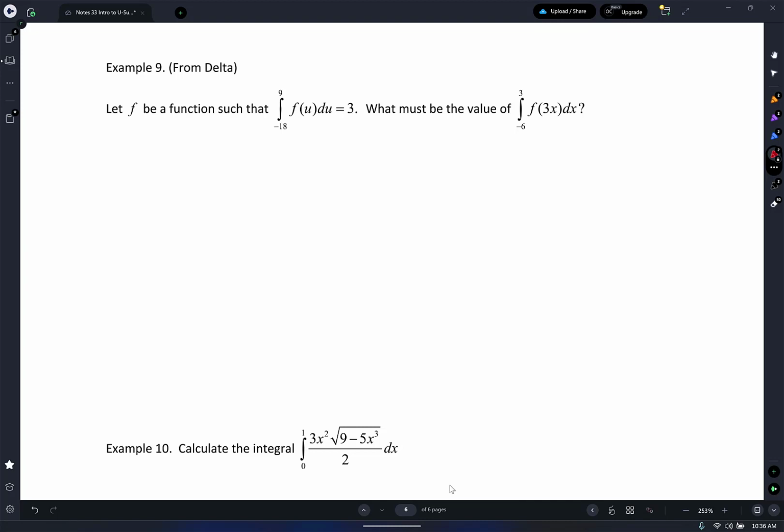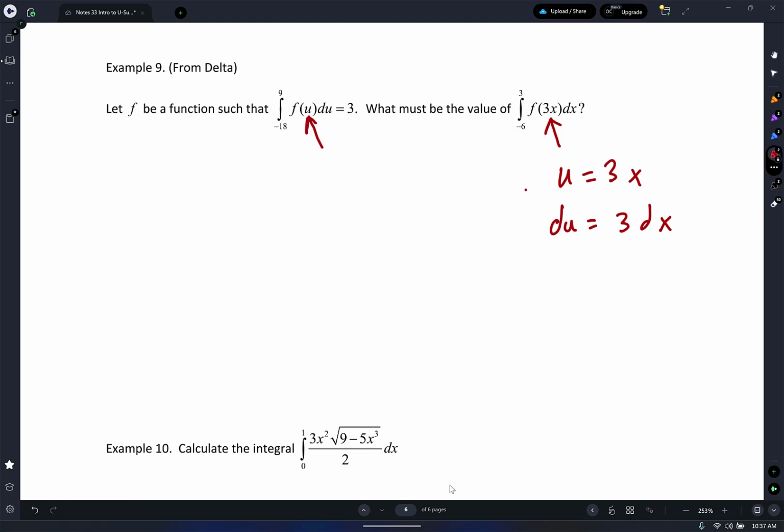Here's how we're going to do it. I notice that there's a u right there, and I notice that there's a 3x right there. So I'm going to say that u equals 3x. So now I'm going to write du equals 3 dx. Are we still okay?